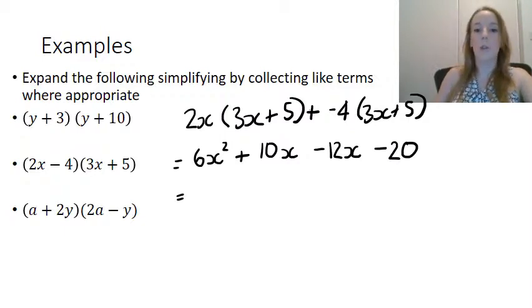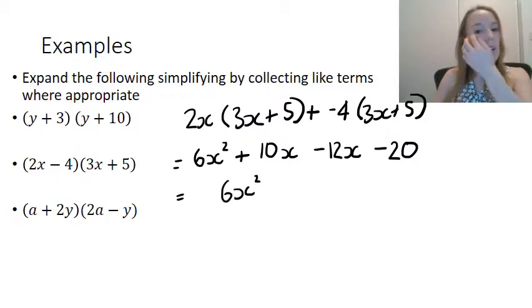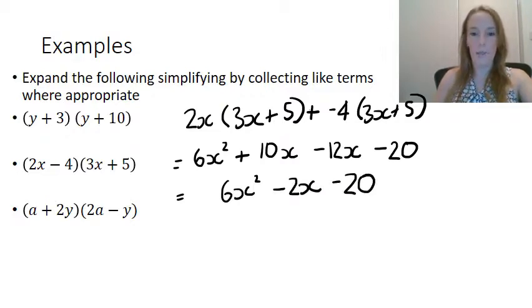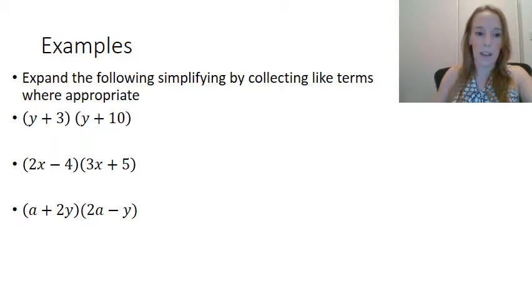Equals, and then we can just look for like terms. So 6x squared doesn't have any like terms. So here we've got 10x, take 12x, which will leave us with take 2x, take 20. And that would be our answer there. We can't simplify that any further. Again, I'll clear it and we'll do our last one.